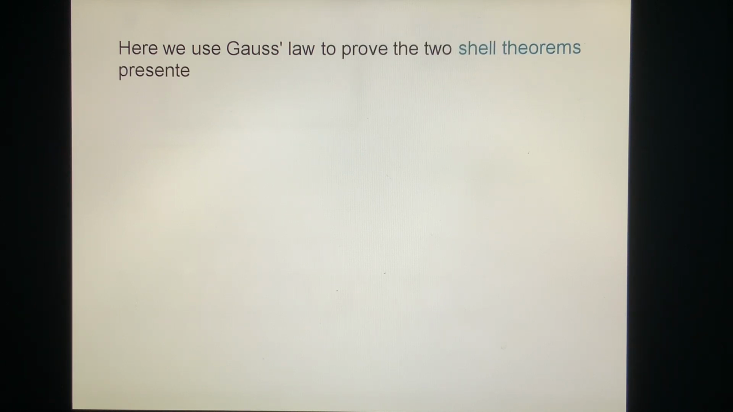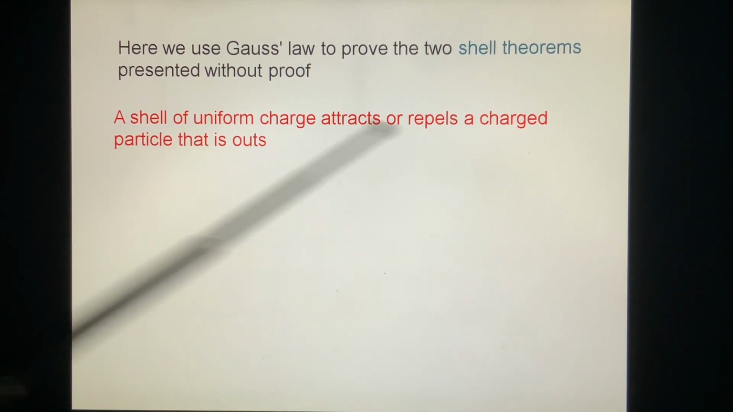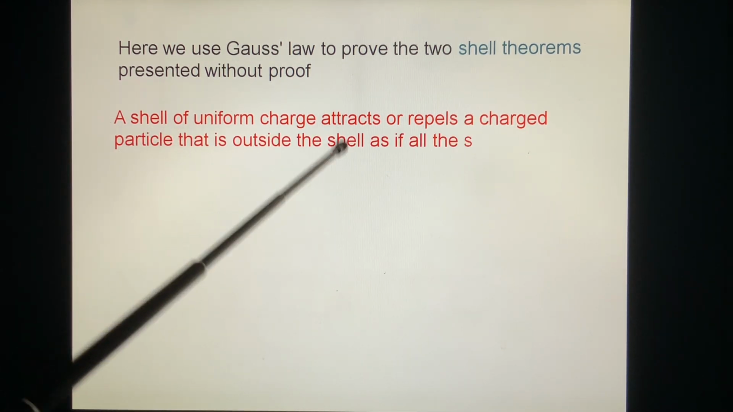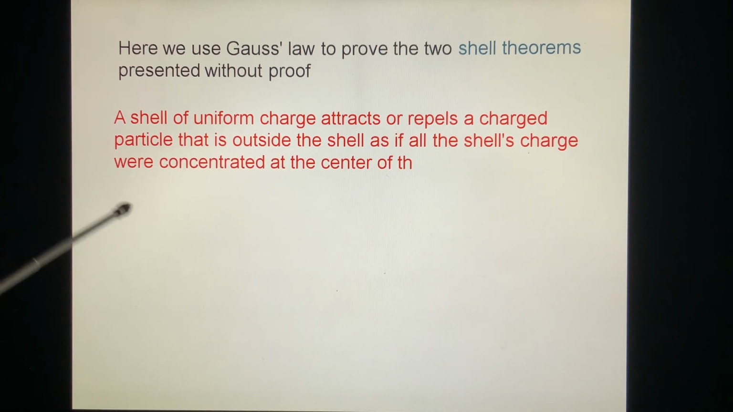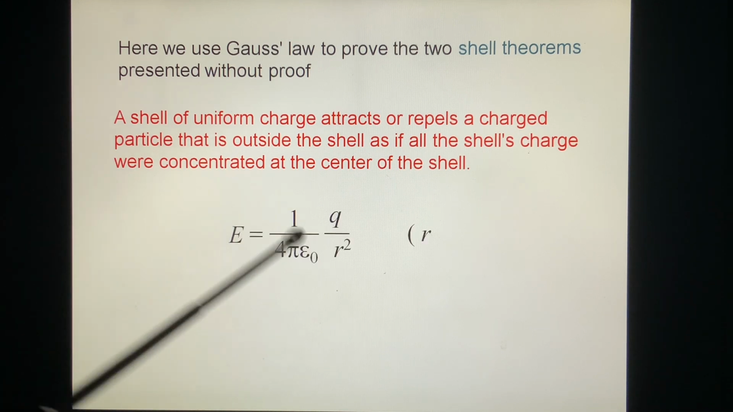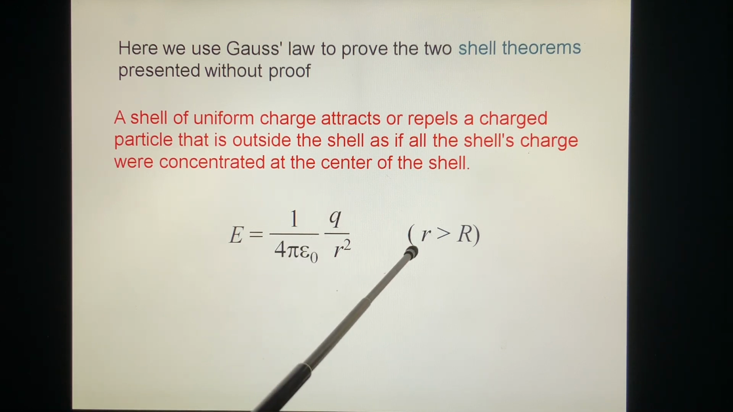Now look at it. Here we use Gauss' law to prove the two shell theorems presented without proof. A shell of uniform charge attracts or repels a charged particle that is outside the sphere as if all the sphere's charge were concentrated at the center of the sphere. The first part, outside: it looks like holding the sphere as a point, when r is larger than R.